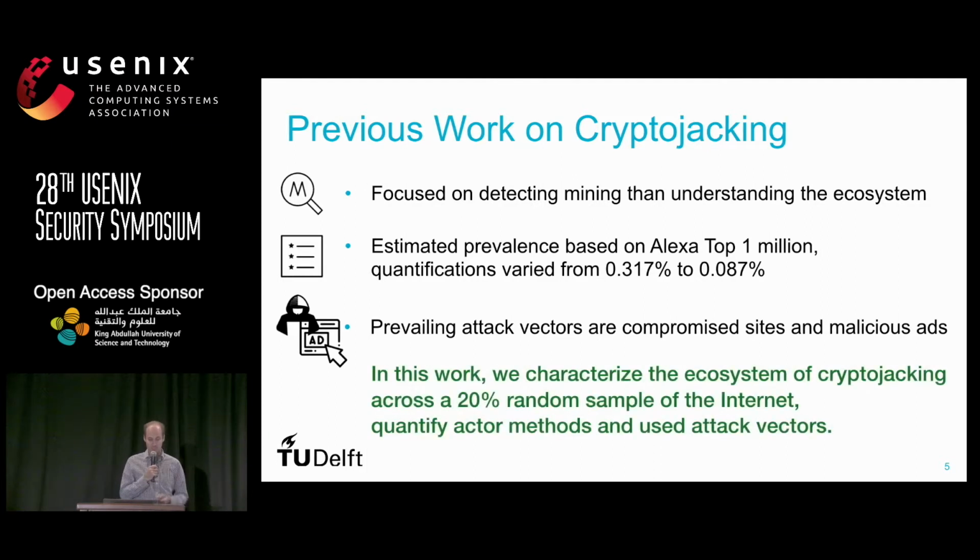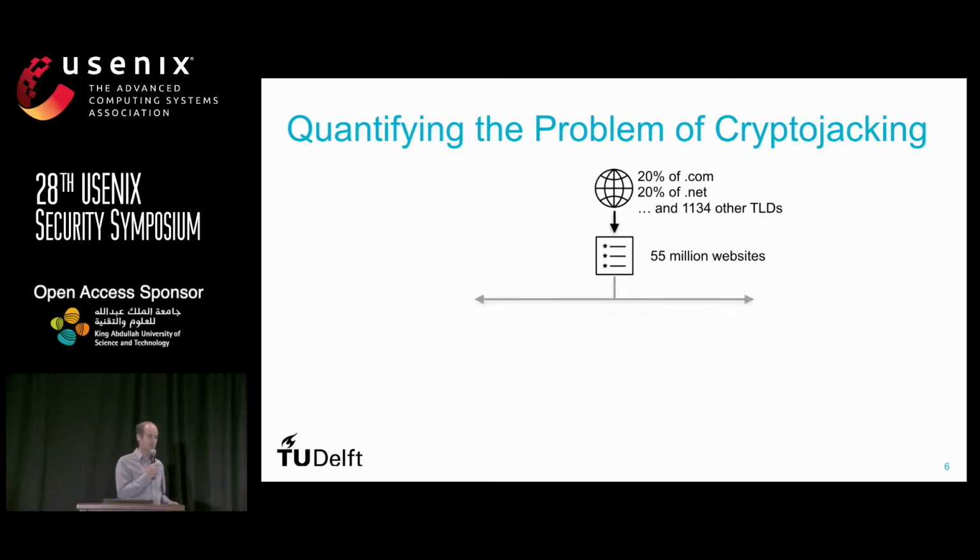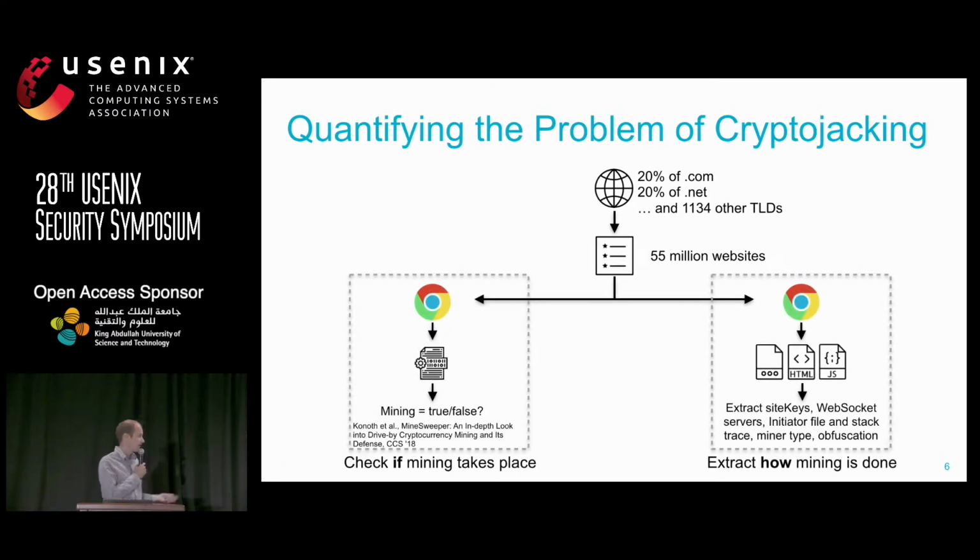Well, in this work, we characterized the whole ecosystem of cryptojacking across a truly random sample of 20% of the internet, and quantify actor methods and the used attack vectors of these cryptojacking attacks. So how do we do it? Well, we first need a truly random sample of internet websites. So we took 20% of all websites in the .com zone, 20% of all websites in the .net zone, and 20% of all other 1100 TLDs. So this resulted in a list of 55 million websites, which we fed into our crawling infrastructure.